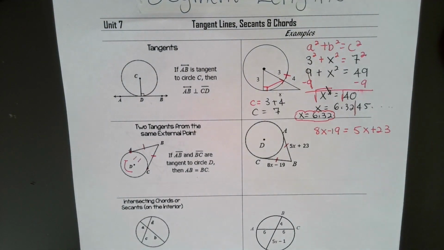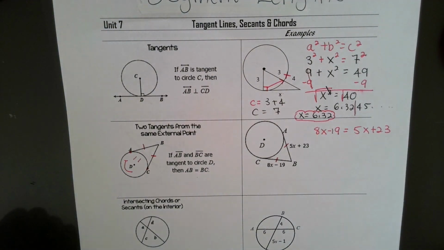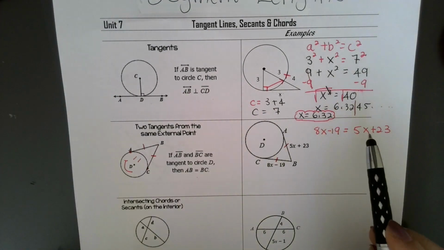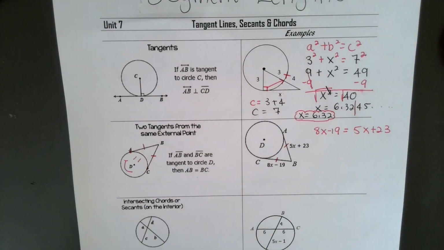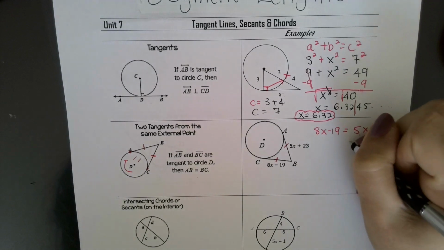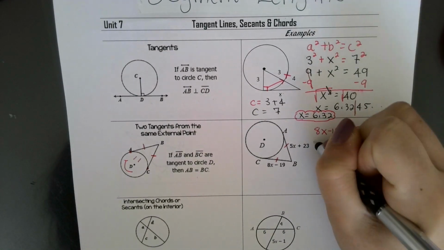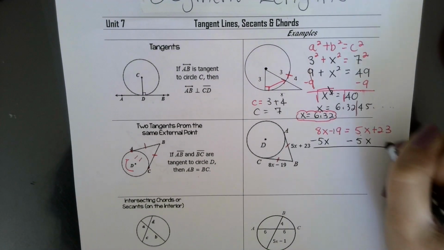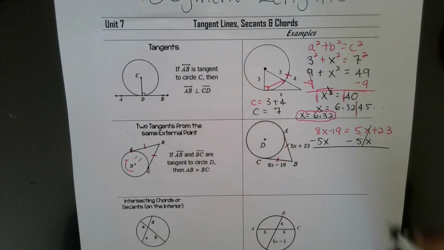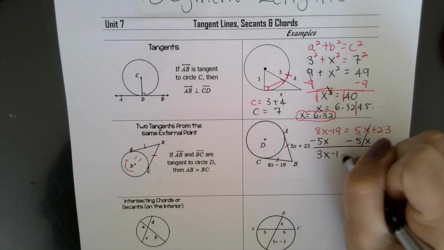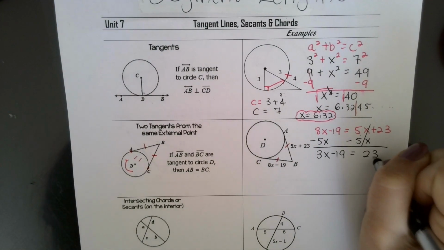And now I want to solve for x, but there's a problem. I see x on the left-hand side and on the right-hand side. I want them all to be on one side. I always choose the smaller x value to move over. That way I can have a positive coefficient of x. But it doesn't mean you're wrong if you subtracted the 8x. It doesn't matter. So I see 5x is positive. I'm going to move it over, so I'm going to subtract the 5x. So now I have 3x minus 19 equals 23.